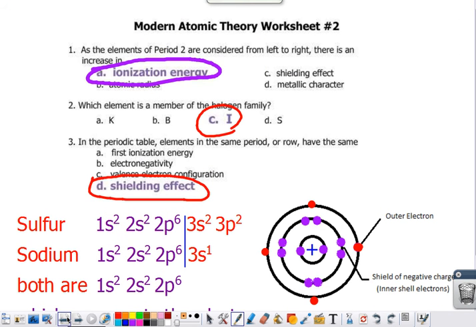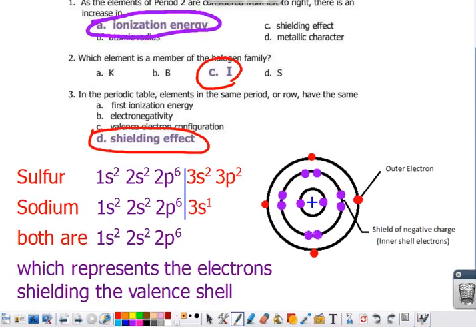What else do we have? Oh, we actually have another explanation of shielding effect here. Here's an example of sulfur versus sodium. Sulfur is 1s2, 2s2, 2p6, 3s2, 3p4. Sodium is 1s2, 2s2, 2p6, 3s1. And here's a Bohr model version of the atom. They both have a nucleus, 2 electrons, then 6 and 2, so 8 electrons. The sulfur has these 6, whereas sodium only has 1, but the inside hasn't changed for either one of them.